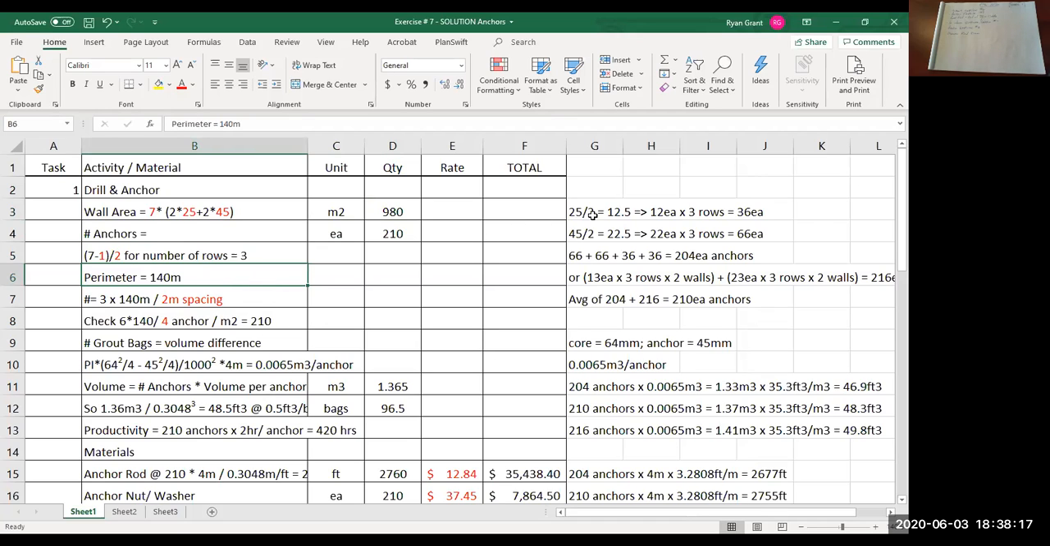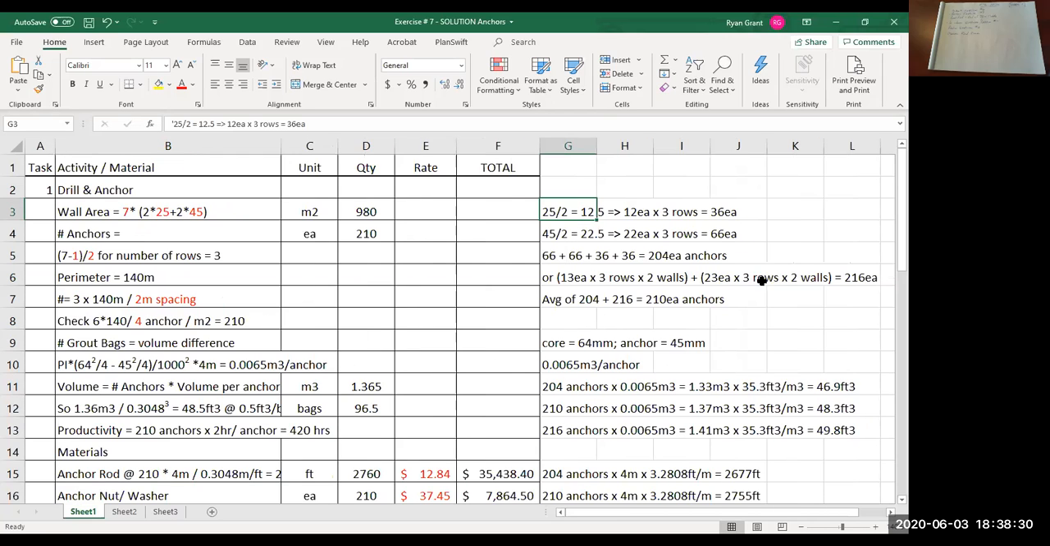What most of you did was what I've kind of done on the side here. Most of you either had 204 anchors or 216 anchors. If you calculated those quantities, I don't believe I took marks off. I did not intend to. So the way that those quantities were calculated was you looked at each individual wall separately.